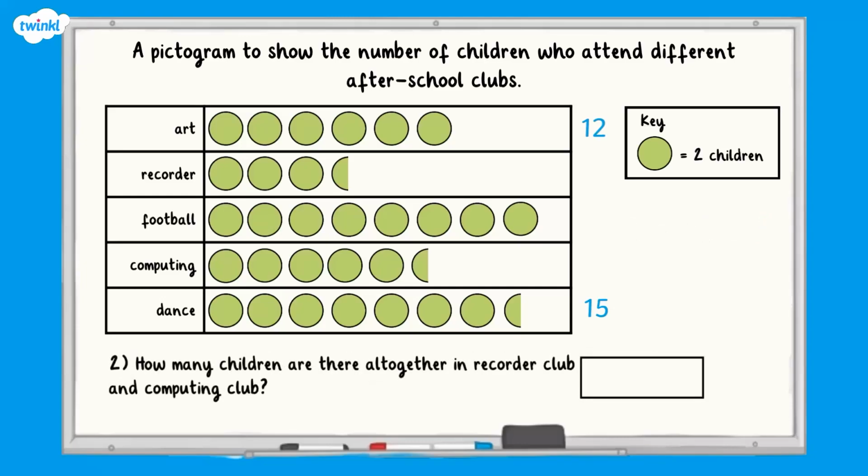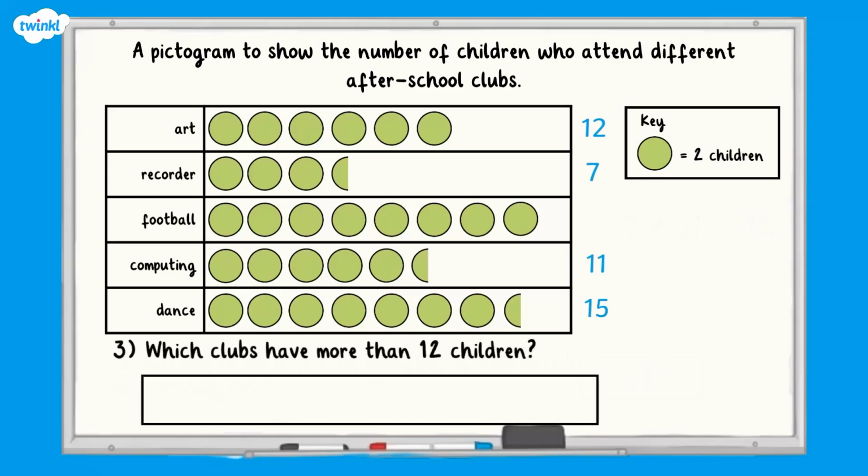Now let's take a look at question 2. How many children are all together in Recorder Club and Computing Club? Let's start by finding out how many children attend these clubs. Pause here and see if you can work this out. How did you do? Hopefully you've worked out that 7 children attend Recorder Club and 11 children attend Computing Club. To calculate the number of children who attend these clubs all together, we need to add the numbers together. 7 add 11 equals 18, so the answer is 18.